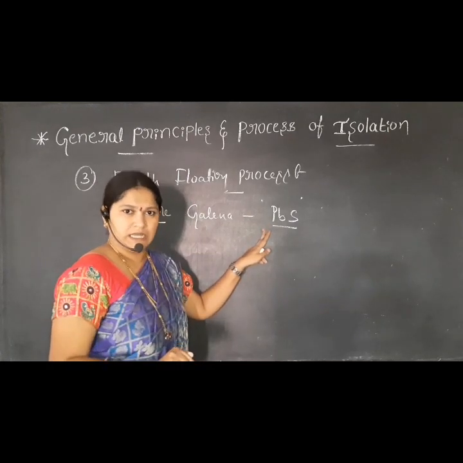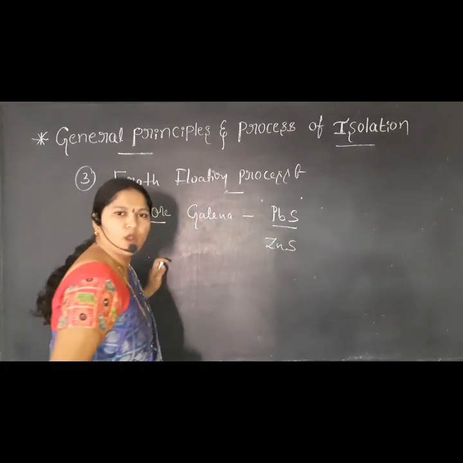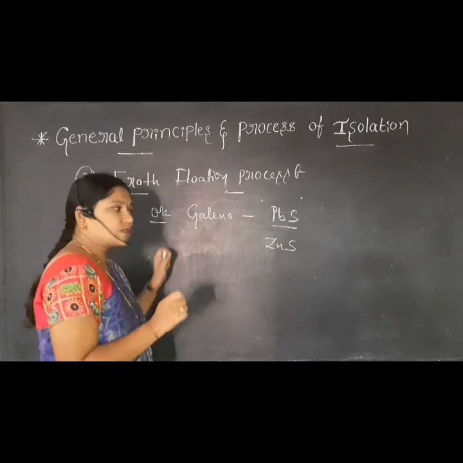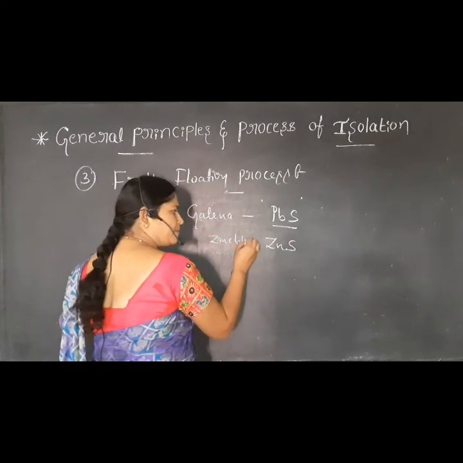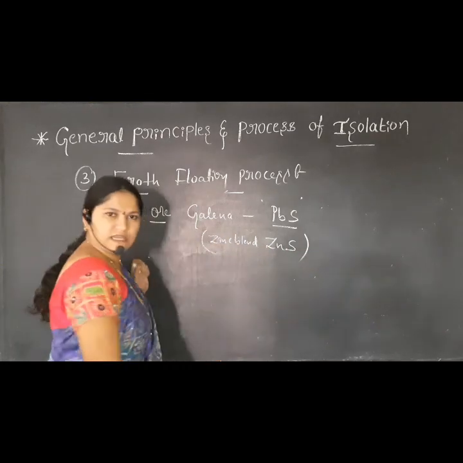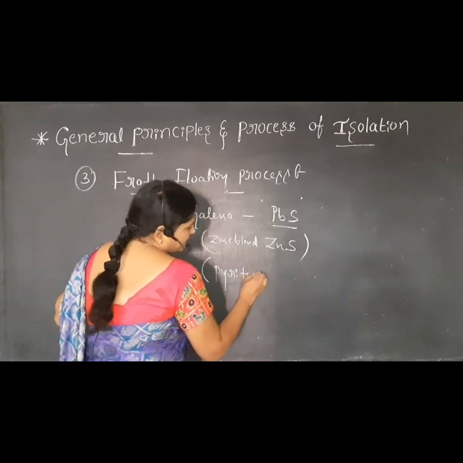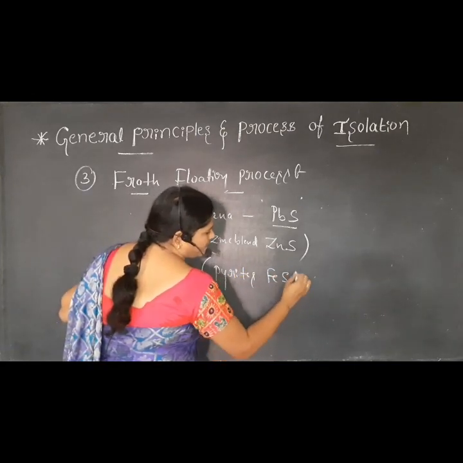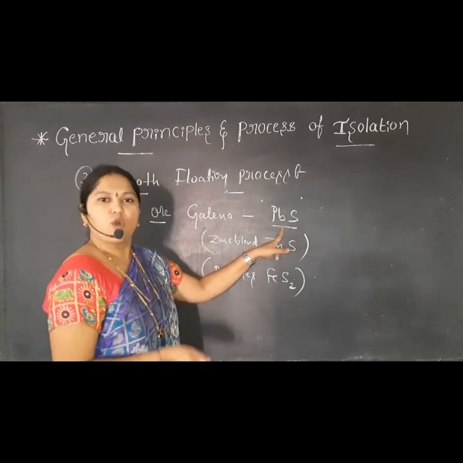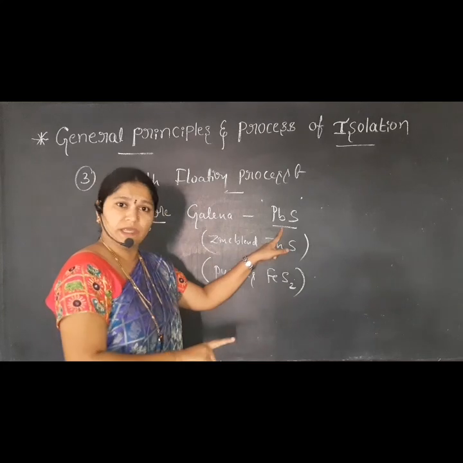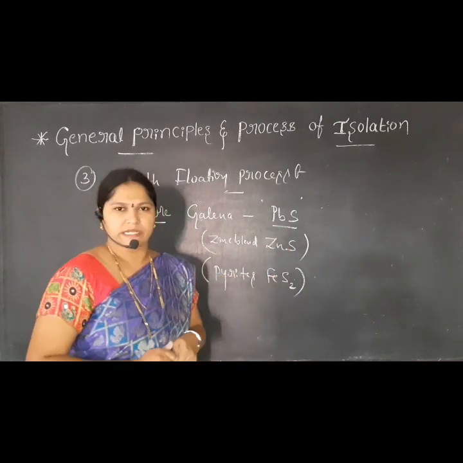Along with this, galena also contains ZnS as a small percentage. ಅಂದ್ರೆ ZnS ಕೂಡ ಗಲೇನದಲ್ಲಿ ಇರ್ತದೆ. ZnS is nothing but zinc blende. ZnS is a zinc blende, and it also contains pyrite. Pyrite is a sulfide form of iron, FeS2. So PbS is an ore of lead, but this PbS also contains ZnS and FeS2 in a small percentage.